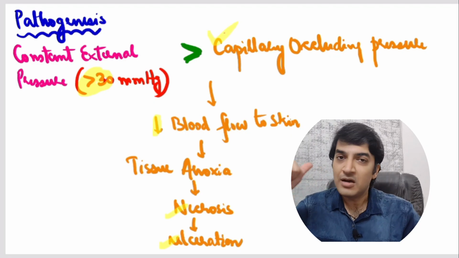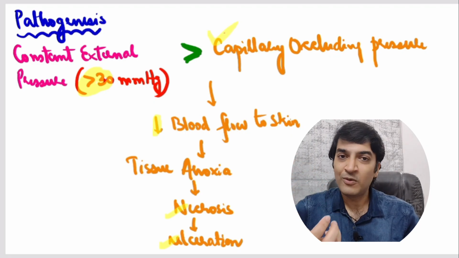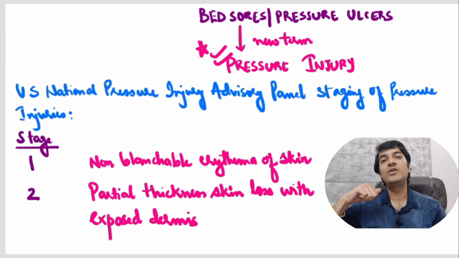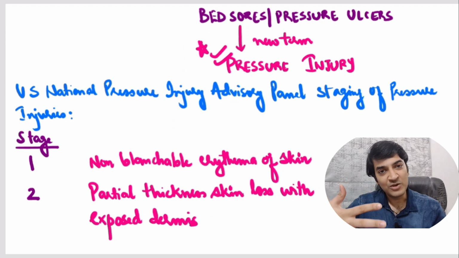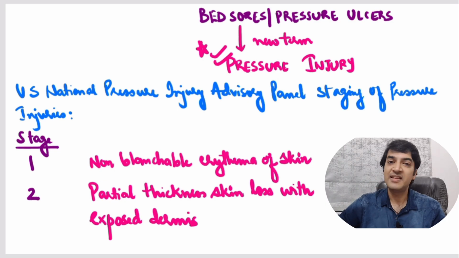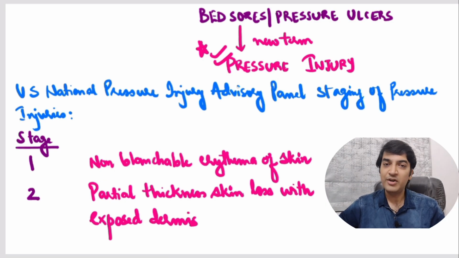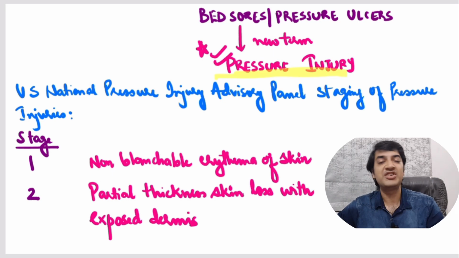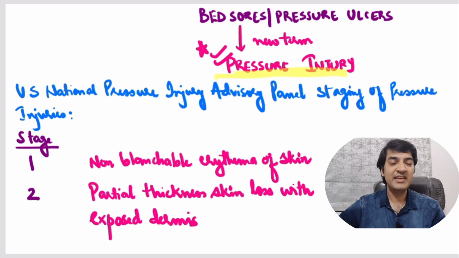Now, the terms that we used to use earlier were bed sores, pressure ulcers, decubitus ulcers, but nowadays the new term that has been adopted and has been used in the textbooks is pressure injury, and you should be knowing that it is a new term. Now what is more important here to know is the staging of bed sores. So basically we use the US National Pressure Injury Advisory Panel staging. What is it? Let's understand.